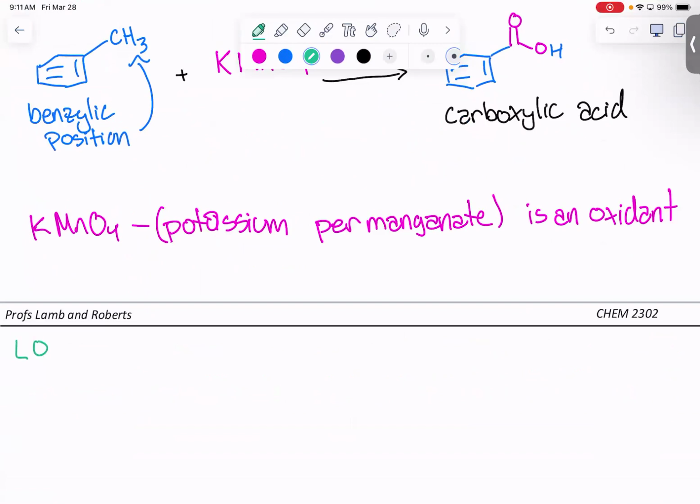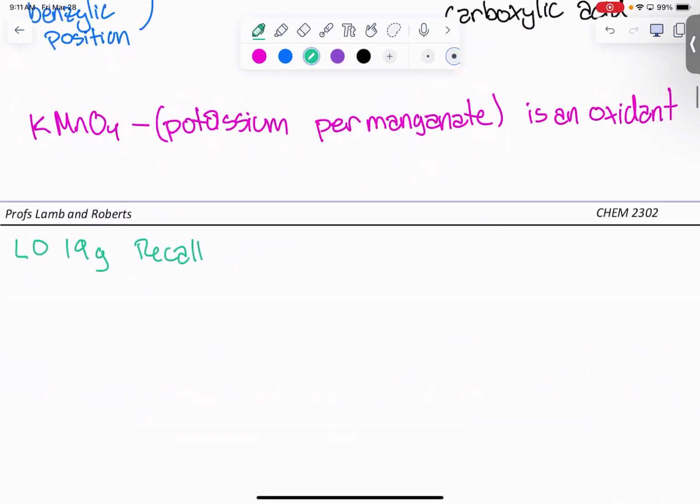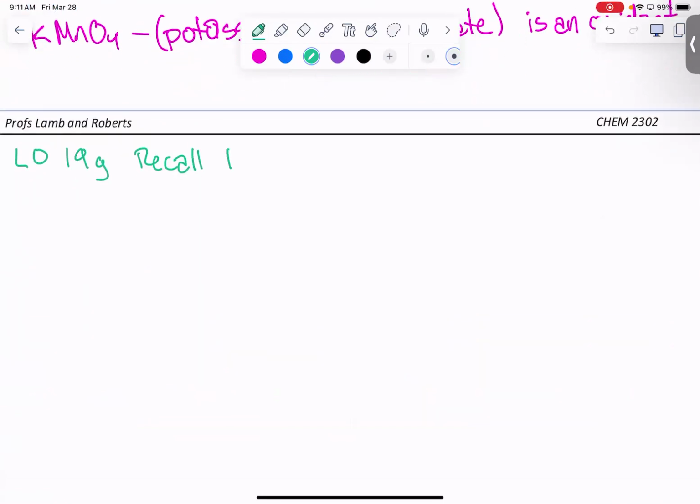So this is learning objective 19G. This is again a recall. So we've seen these before. So we're going to recall the two P's. So again, no mechanism needed, of alcohol, and aldehyde oxidation.